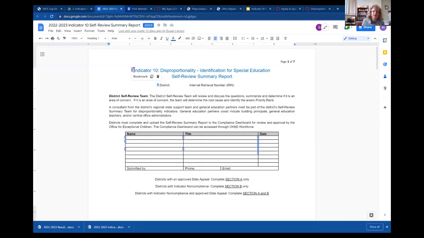All right, so here's the self-review summary report. One of the things that the department has drilled repeatedly is, as you're in your special education profiles, to download these documents directly from your profile. And so looking at the cover page of the self-review summary report.